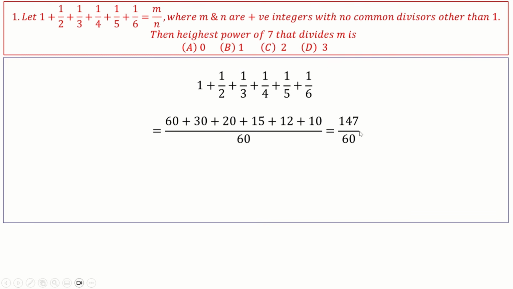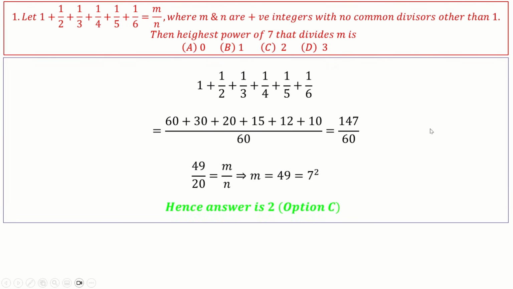Simplified, what you will get is 147 by 60. If we need it in simplest form, divided by 3, what you will get is 49 by 20. Here m and n have no common divisors, correct? So m is 49, n is 20, and what we are looking at is m. So m is 49, which is 7 square. So the highest power of 7 that divides m is 2 basically. 7 square will divide this number. So the answer is C. This is an easy question.